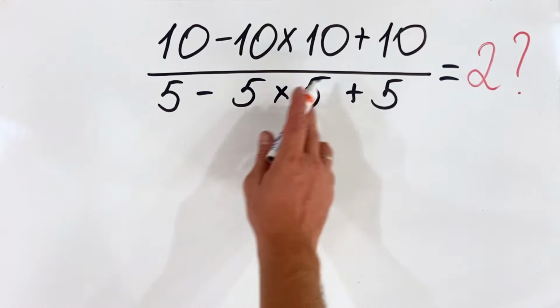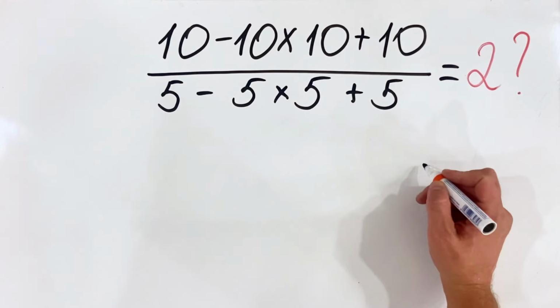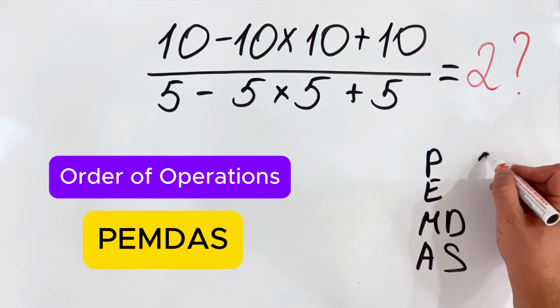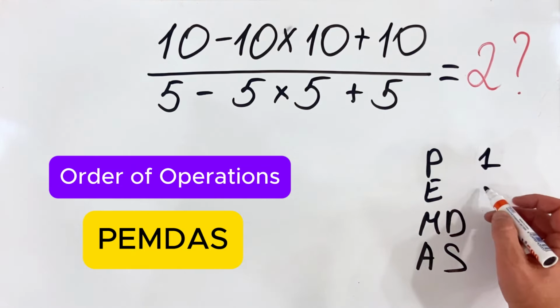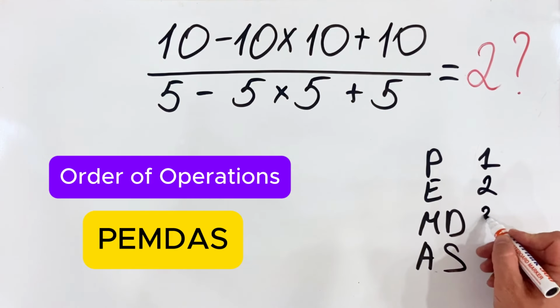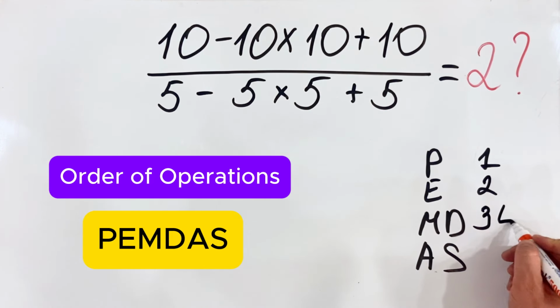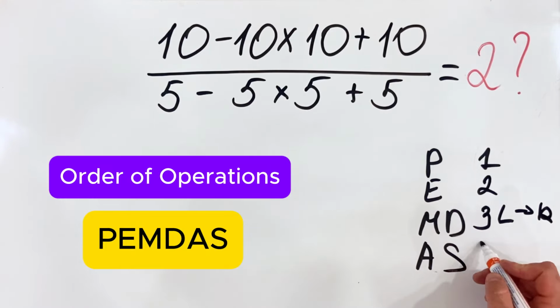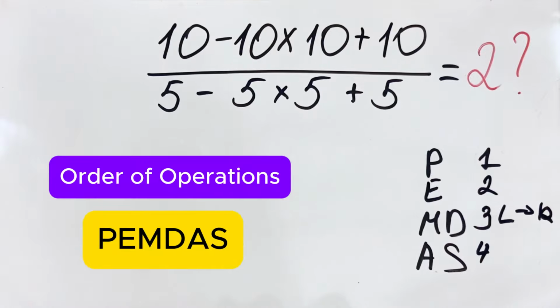Now, to calculate this type of equation, we need to remember PEMDAS, where P stands for parentheses and needs to be done in the first place. E stands for exponents, which should be done in the second. Then we have multiplication and division, which need to be done in the third place, and they need to be done from left to right. And we have addition and subtraction, which need to be done in the fourth place.